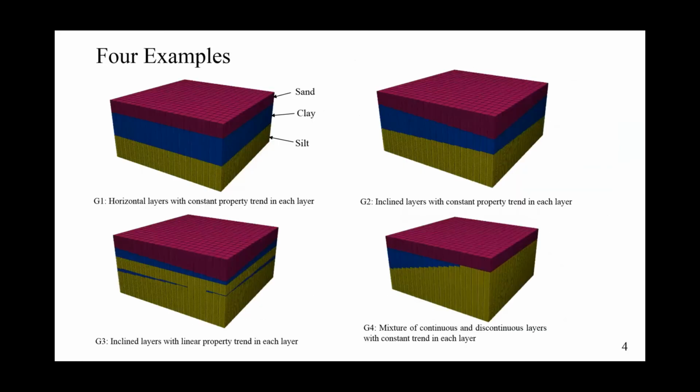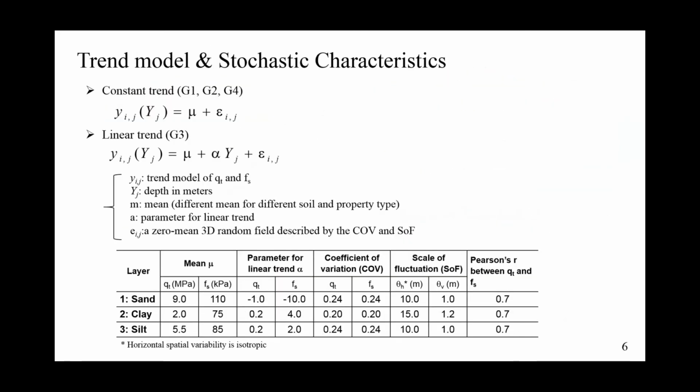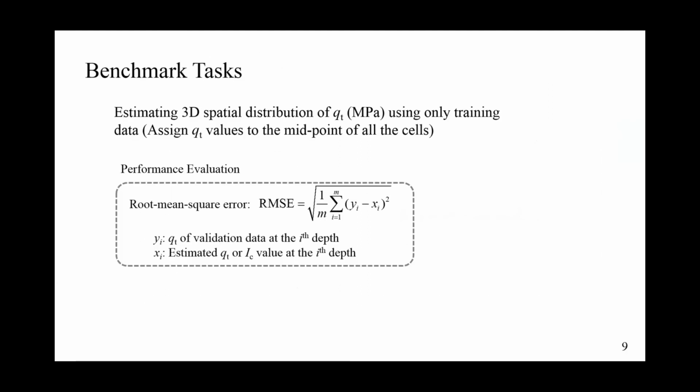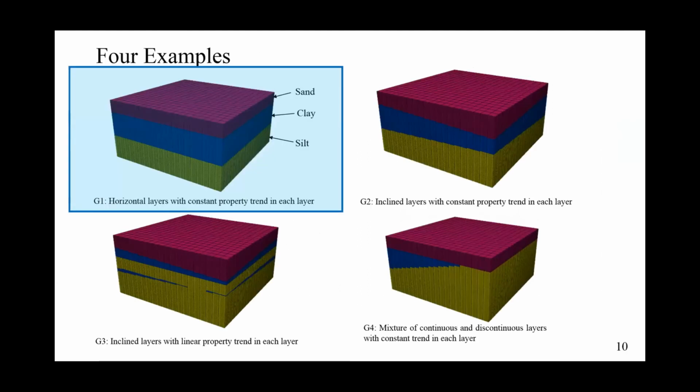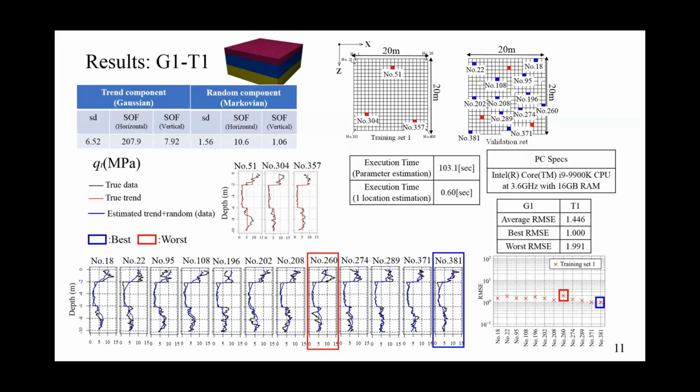Okay, let me skip this part already. KK explained about it. So let's start from here. There are 4 types of models. So, G1 model. In this case, G1, T1. So there are only 3 boring data, the training set, 3 boring data. These are used as observation data. And we have validation set and 12 validation sites.